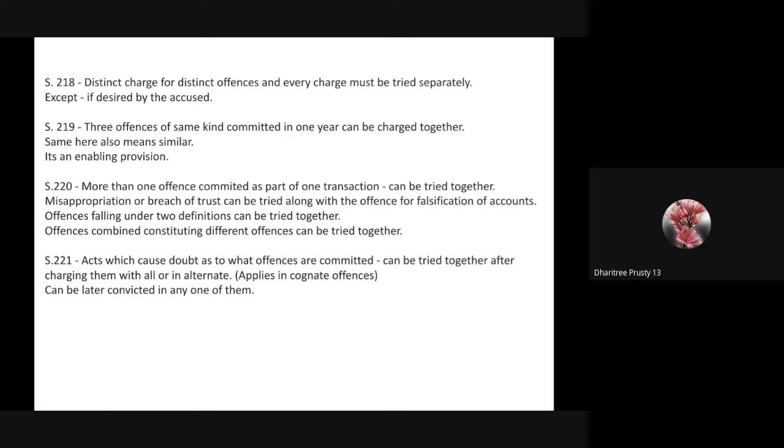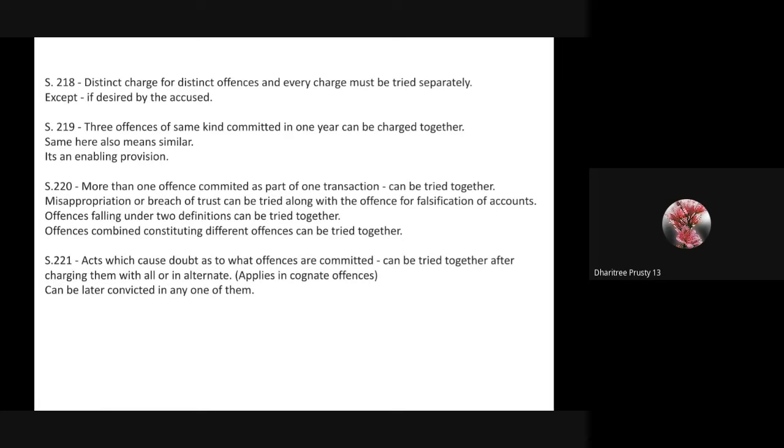Now, another thing given under 220 is that offenses falling under two definitions can also be tried together. So basically, if two definitions are possible for an offense, even if they are contradictory, they can also be tried together. And next, offenses which combined constitute a different offense can also be tried together. That means there are two offenses which are dealt with individually, but when they are combined, they constitute another offense altogether.